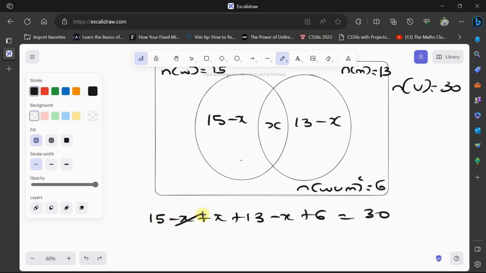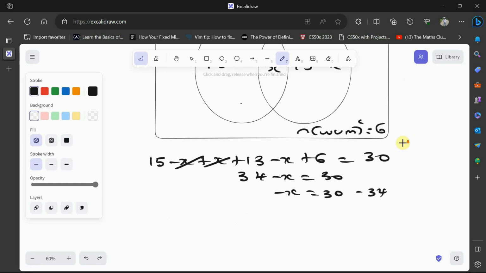So minus x plus x will cancel out. 15 plus 13, that will give me 28. 28 plus 6, that will give me 34. So 34 minus x gives me 30. If I collect like terms, the 34 will go to the other side. So minus x is equal to 30 minus 34. So 30 minus 34, right, that will give you minus 4. So minus x is equal to minus 4.